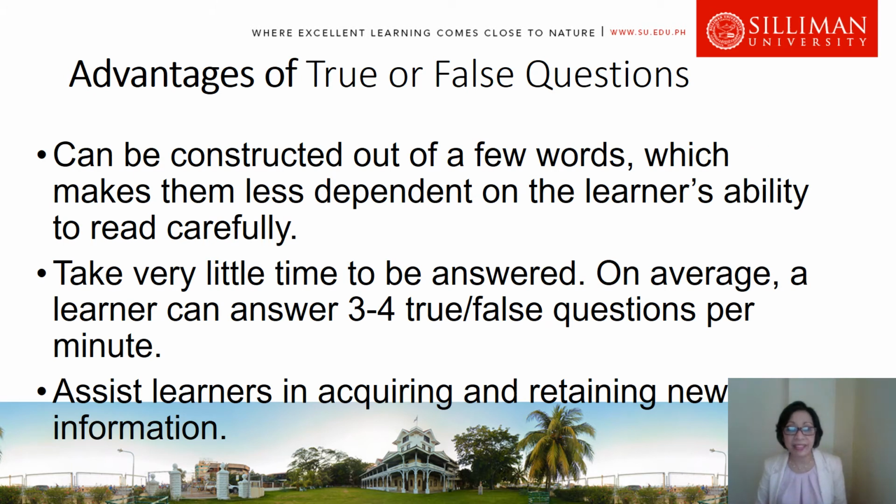We have other advantages here. T and F questions can be constructed out of a few words, which makes them less dependent on the learner's ability to read carefully. Another advantage, it takes very little time to be answered. In fact, on average, a learner can answer 3 to 4 true or false questions per minute. And another one, true or false questions assist learners in acquiring and retaining new information.